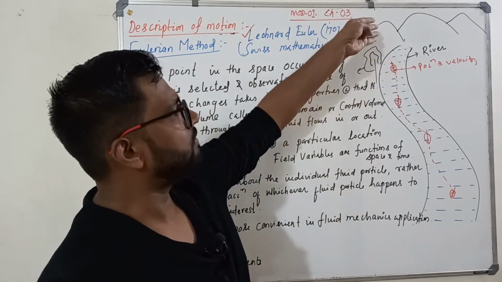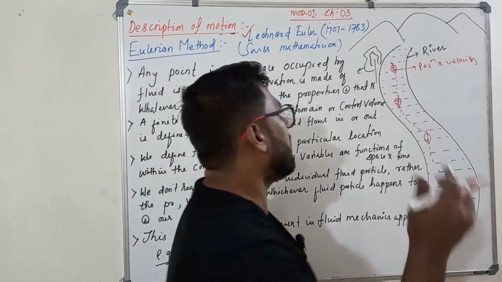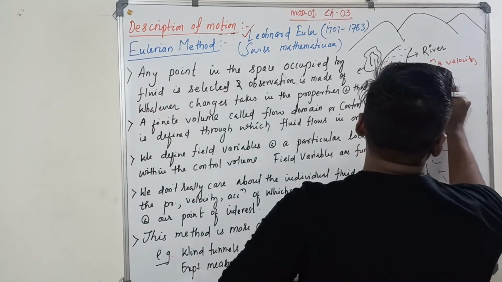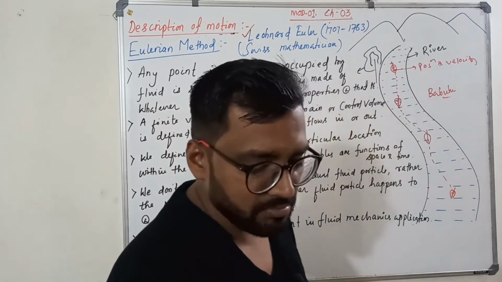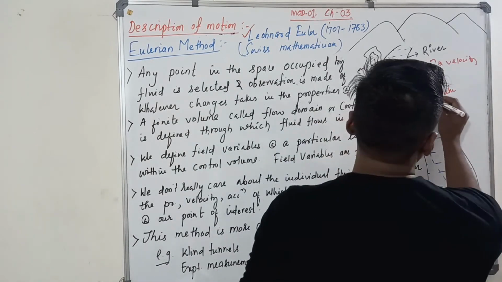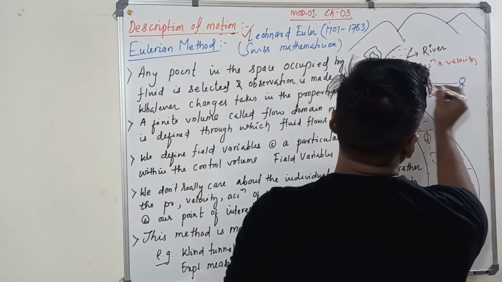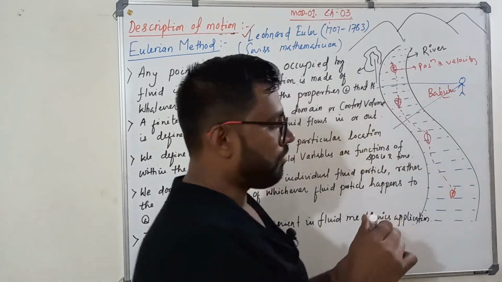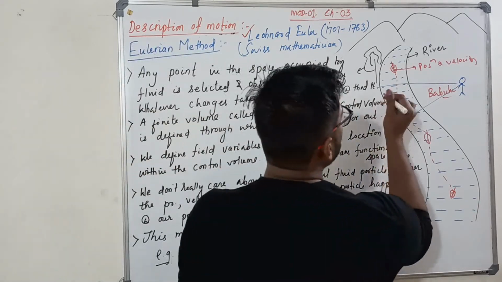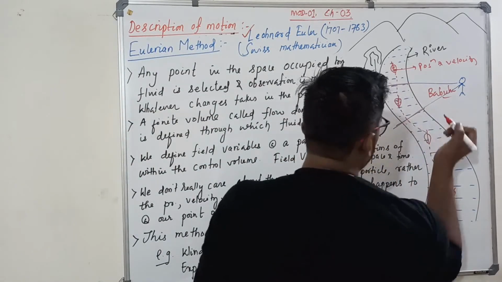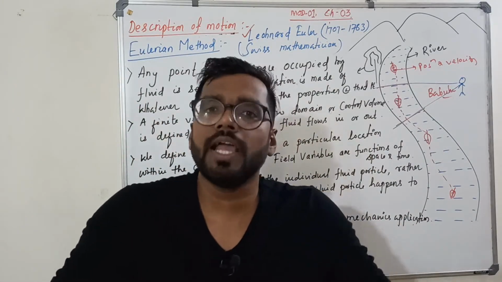instead of tracking a single fluid particle, he asked Bablu, who is my friend, to stand here. Bablu can see up to this range. He asked: when the fluid particle is traveling from this point to this point, tell me its velocity, its pressure, its acceleration.